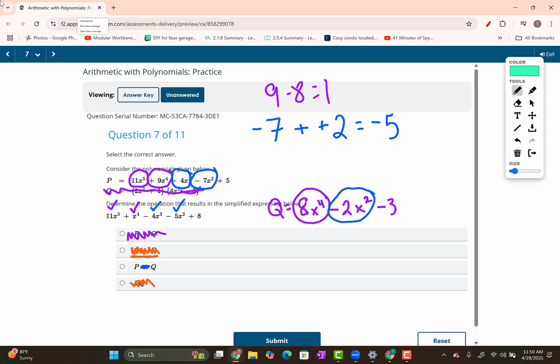And then very similarly, positive 5 minus, because it's p minus q, negative 3. 5 minus negative 3, those double negatives turn to a positive, and we get positive 8. That checks out. So this is our answer, P minus Q.